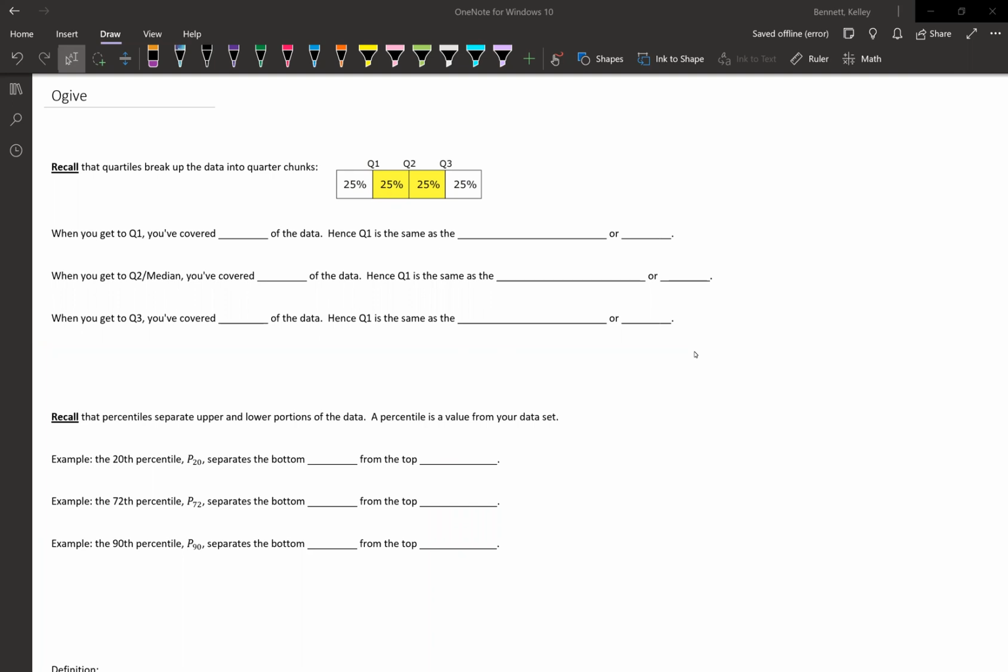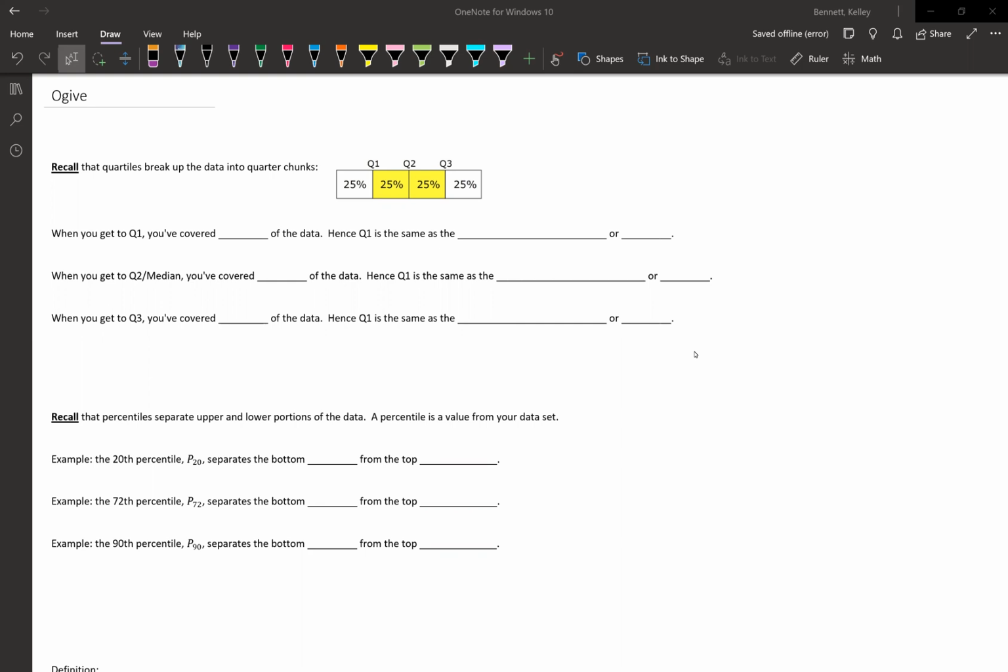Sometimes these are called cumulative frequency polygons, but to start our understanding of Ogive charts, we have to tap back into percentiles. And I wanted to remind us of the first place that we saw percentiles, and that was when we were dealing with quartiles. So remember that quartiles break up the data into quarter chunks.